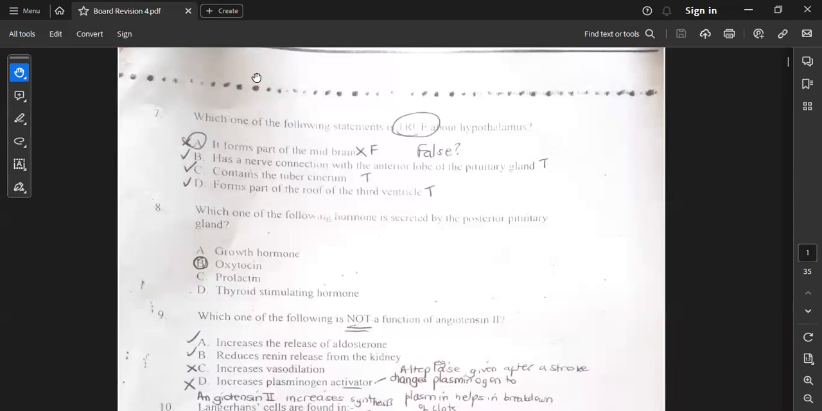Where's our physiology expert? Dr. Karemi. Where is she? She's not here today. I don't know if she's in a position to unmute. Maybe she's at work.